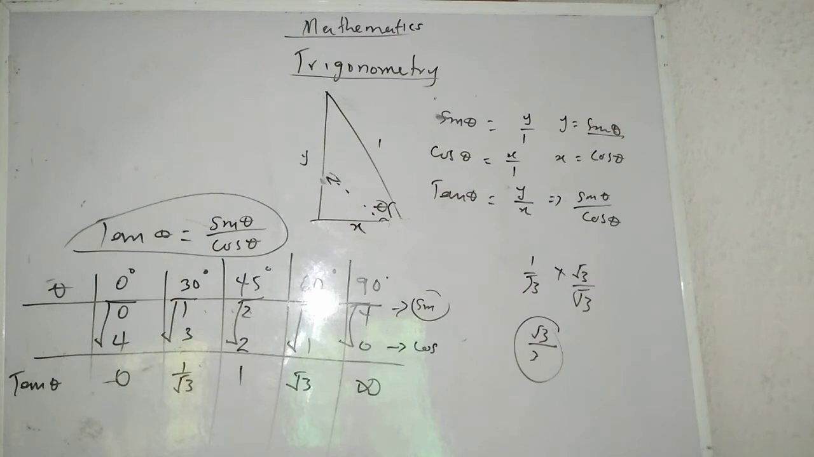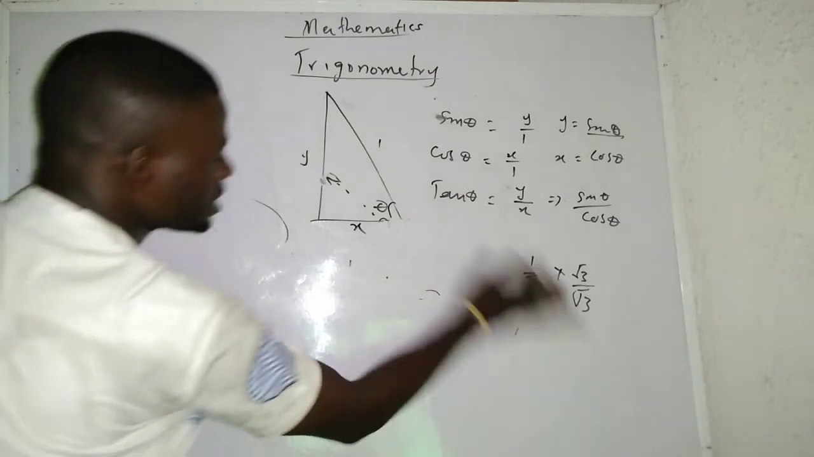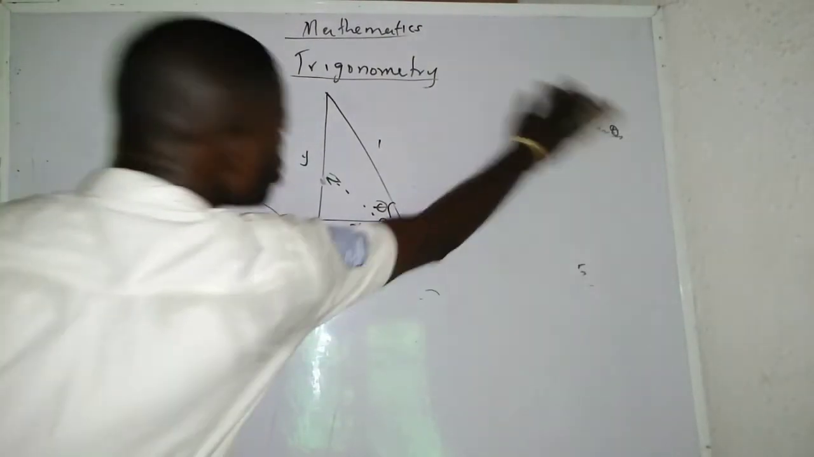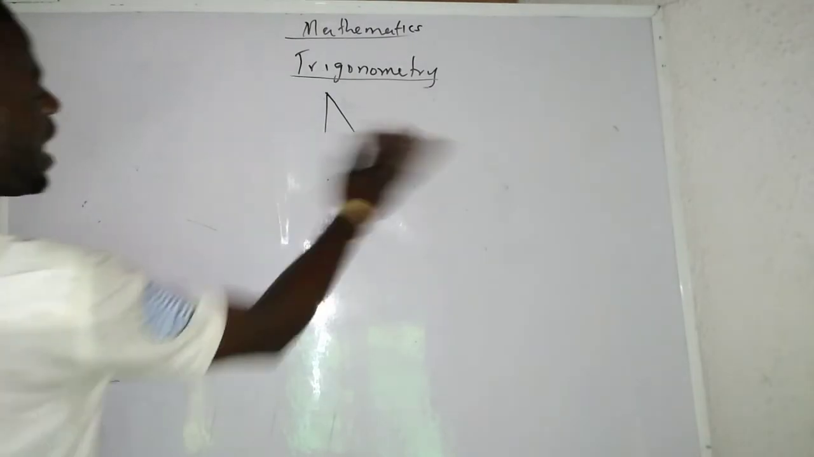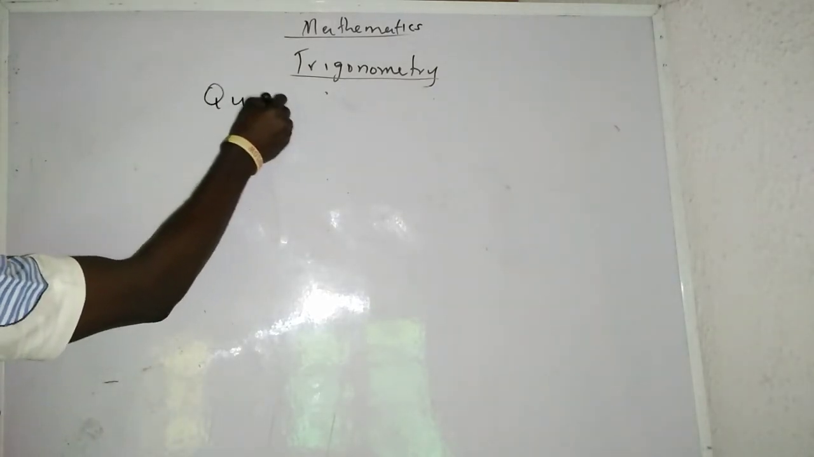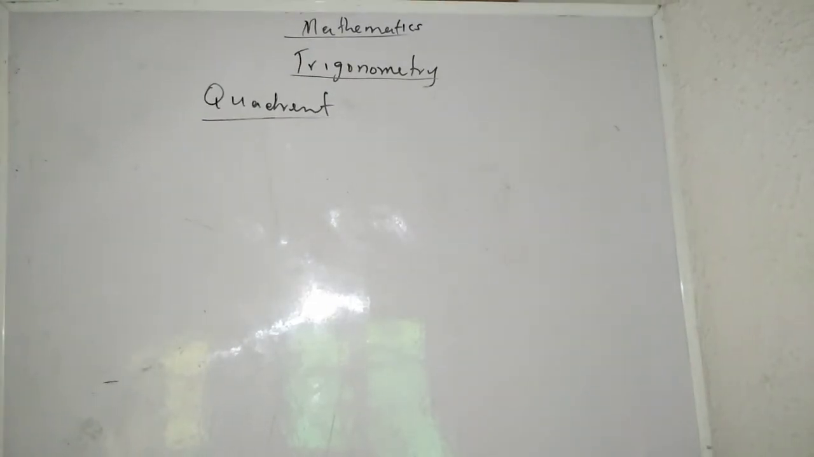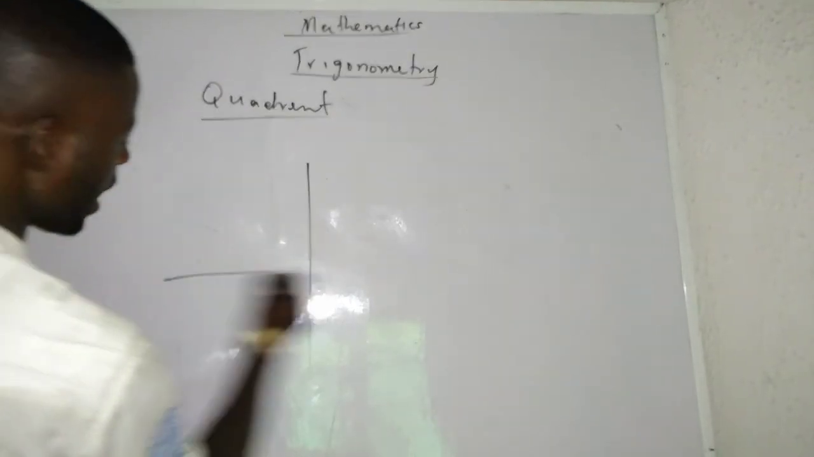Now, before we move on, let me illustrate another aspect which is called quadrant. Quadrant is another aspect of trigonometry that is very, very important. All this information is very, very important. If I'm talking about quadrant, it is a very, very important aspect of mathematics.